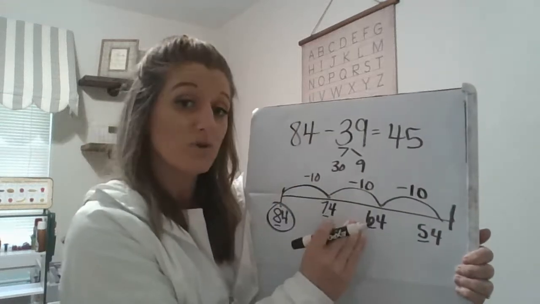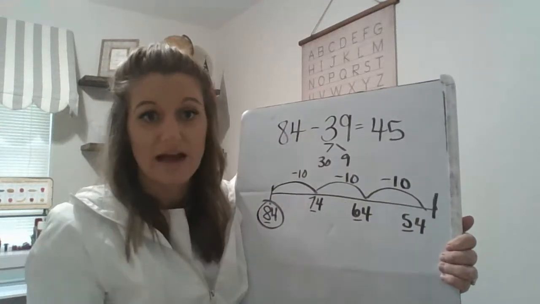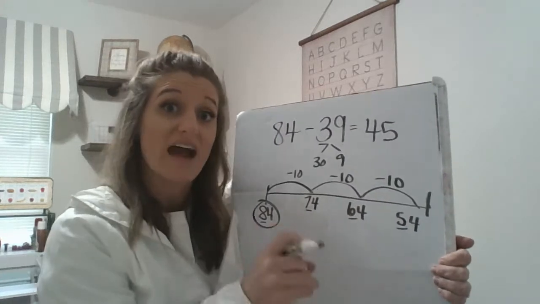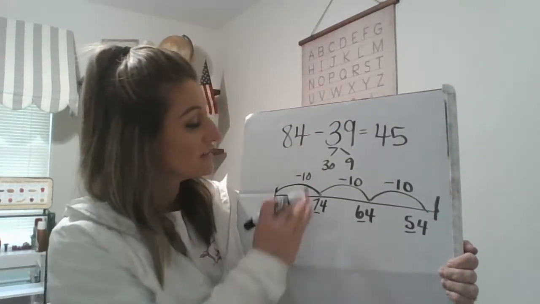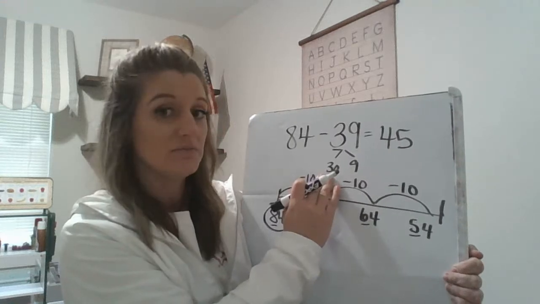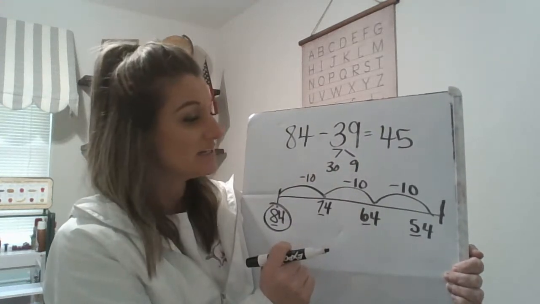Anytime you hop forward or move backwards on a number line, that's when something's actually happening. You're either adding or subtracting. So whenever I look at this, we took away 10, 20, 30. Was that what we needed to do? You bet it was. Now what do we need to take away?